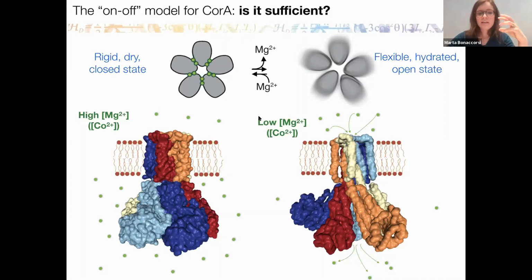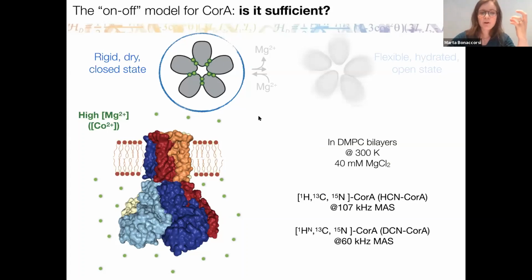Today, in this short talk, I will only focus on the first part of this work, which is related to the form obtained at a high concentration of metal ions, the magnesium-bound form, that we investigated with ultra-fast magic angle spinning in lipid bilayer and at physiological temperatures. I will show you that this state in this condition is not rigid and dry as predicted by the on-off model, but is instead dynamical and hydrated.